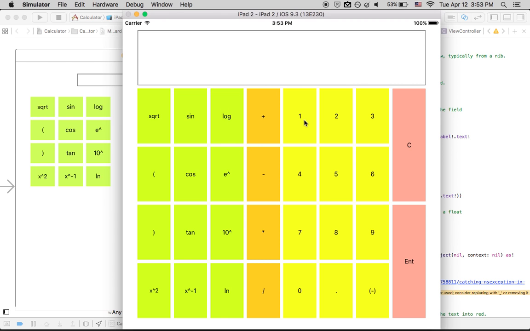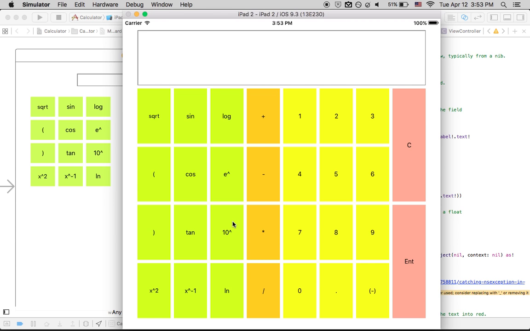Logs and natural logs work as well. If I do 1,000 and take a log of that, that should give me 3, which is 10 to the third. E is much harder to explain, so I'm just going to do a random one, and it gives you something like that.